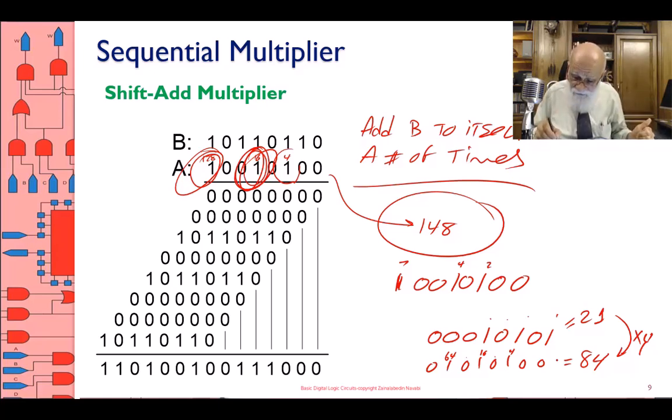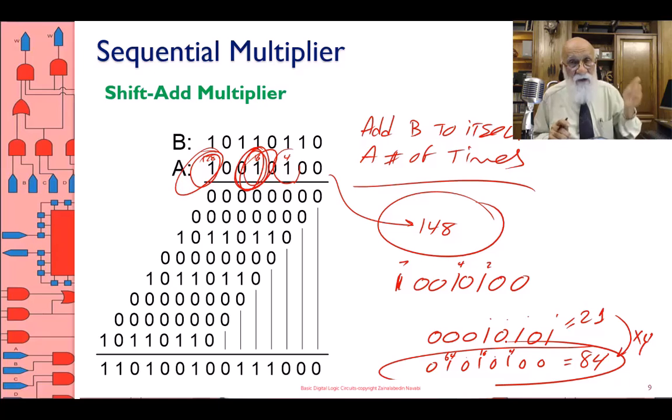So this is B, for example, shifted 4 places to the left. I form another B, shifted 2 places to the left. 2 to the 2 is 4. Then I form another partial B, which is B times 16, which is B 4 places to the left. And then the next one, B 7 places to the left. I take all of these and add them together. That becomes my multiplication result.